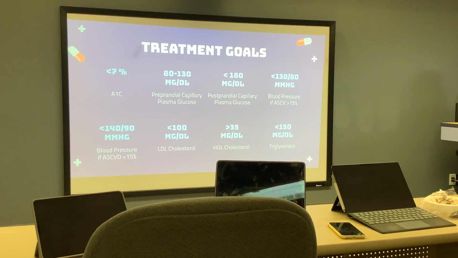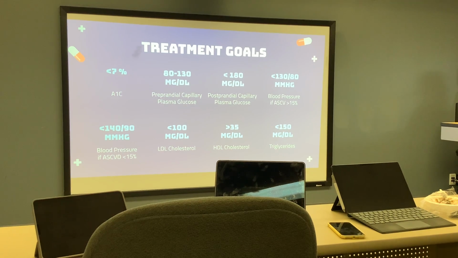Then we also have blood pressure values for the patients, and that ranges based on their ASCVD risk. For example, a patient with high ASCVD risk is someone who had a heart attack, or who has familial hypercholesterolemia. These patients have a high ASCVD risk, and their blood pressure goal is less than 130/80. Now, if they don't have a high ASCVD risk, it doesn't have to be as low, so their goal can be 140 over 90.